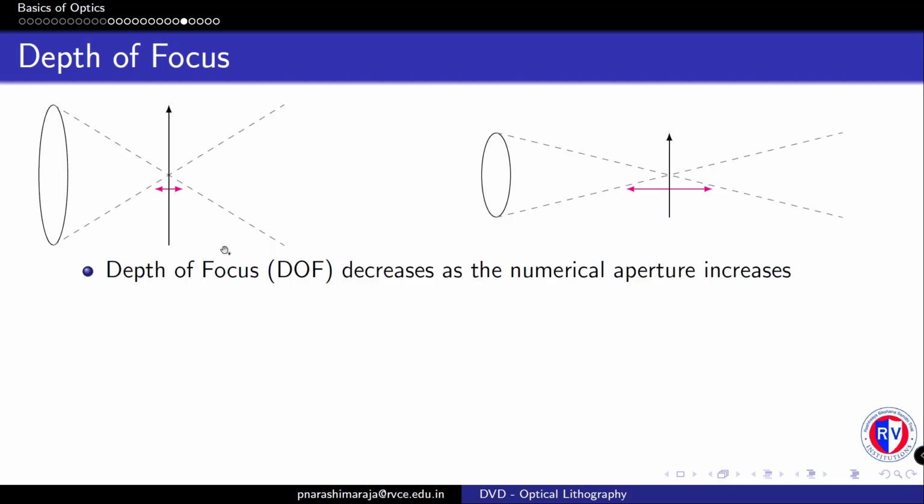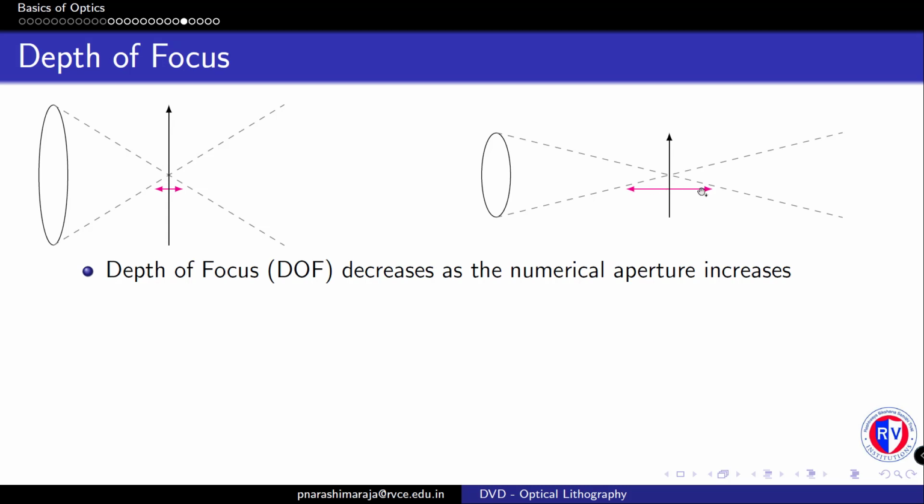So here is a diagram that relates the numerical aperture to the depth of focus. As you can see, the image on the left has a larger diameter, which means we have a larger numerical aperture, but in turn this has a low depth of focus value, whereas the image on the right has a smaller numerical aperture, which in turn has a higher depth of focus.